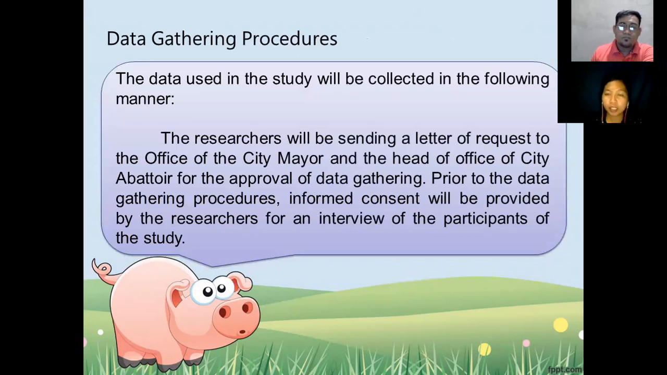The gathering data procedures used in this study will be as follows. The researchers will be sending a letter of request to the office of the city mayor and the head of the office of the city abattoir for the approval of data gathering. Prior to the data gathering procedures, informed consent will be provided by the researchers for an interview of the participants of the study.